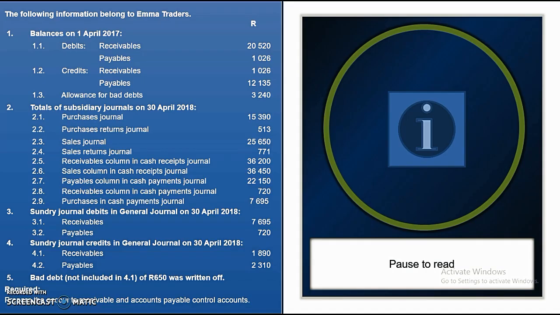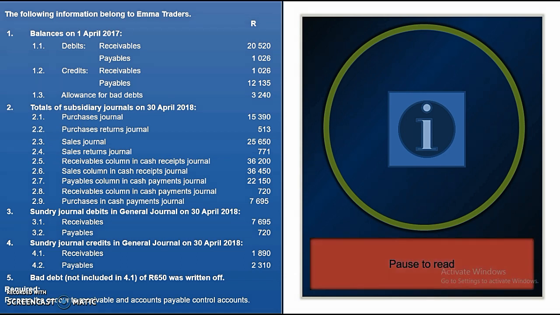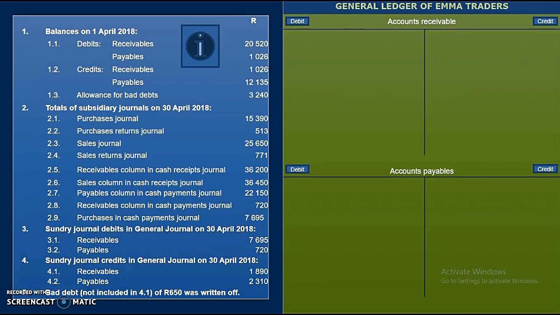Let's have a look at a comprehensive example. Please pause to read the information available. Now the first step is to record the balances. In note number 1, we are given debit balances and credit balances. The debit balances must be recorded on the debit side of the accounts, and the credit balances should be recorded on the credit side of the accounts.